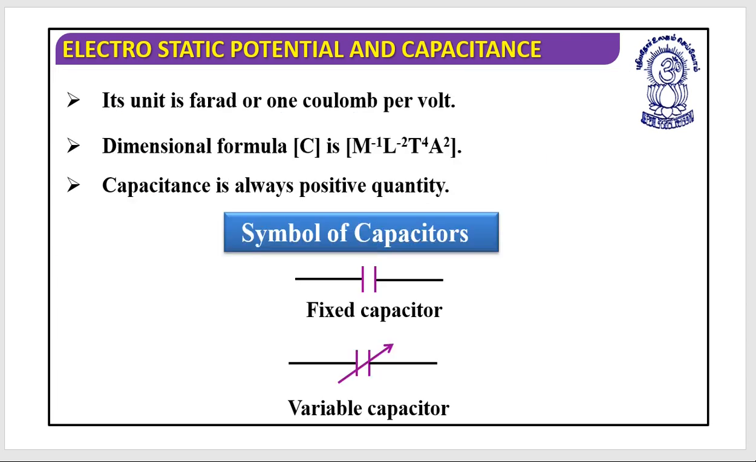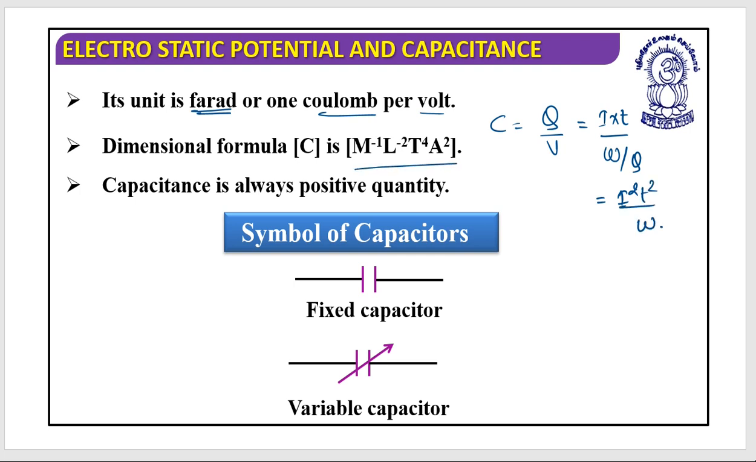Its unit is the farad, or 1 coulomb per volt. Yes, the dimensional formula you can easily derive: C is equal to Q by V. Then Q you can write as I into T, and voltage is work done by charge, so this is I square T square divided by work done. From this you can derive that it is M to the power minus 1, L to the power minus 2, T to the power 4, A to the power 2.